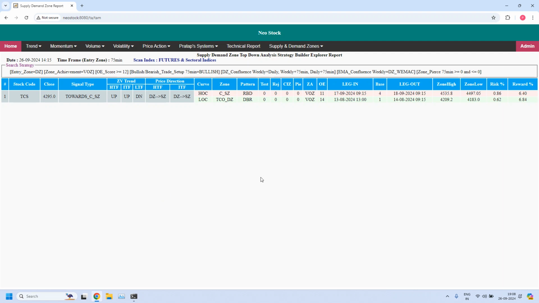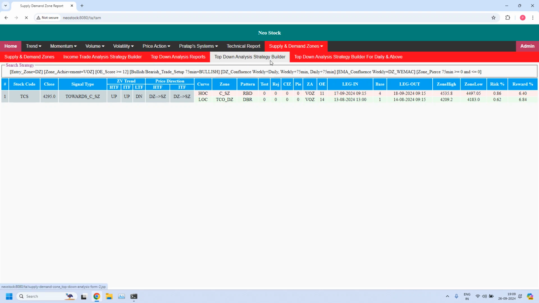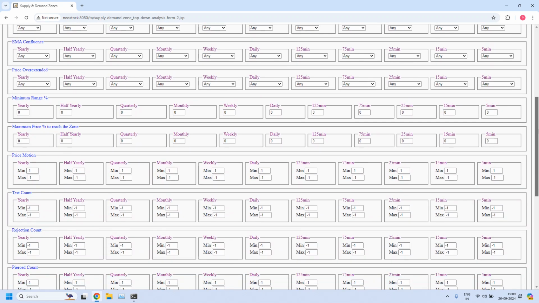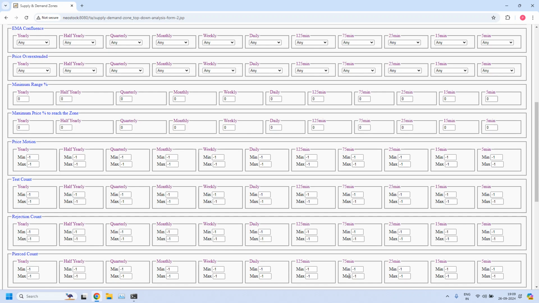Okay, next, bearish trade setup for weekly income trade, that is, entry time frame 75 minutes, entry zone supply zone. In bullish or bearish trade setup, at 75 minutes I am selecting bearish. The 75 minute supply zone should not be pierced. So in the pierced count at 75 minutes time frame I am setting minimum value 0, maximum value 0.